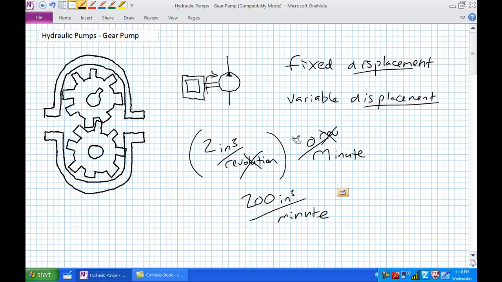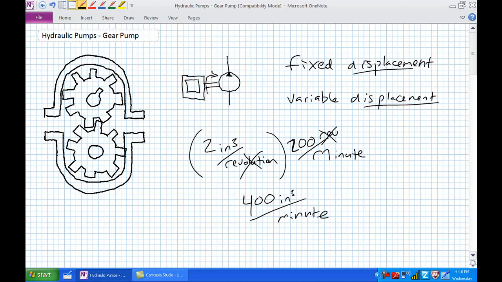So let's say we crank up the speed on an internal combustion engine to 200 revolutions per minute. What do we get for our flow? That's 400 cubic inches per minute, just under 2 gallons per minute. So you can vary flow with a fixed displacement pump. That is a concept that some people have difficulty with. A fixed displacement pump, you cannot vary the displacement, as the name implies.